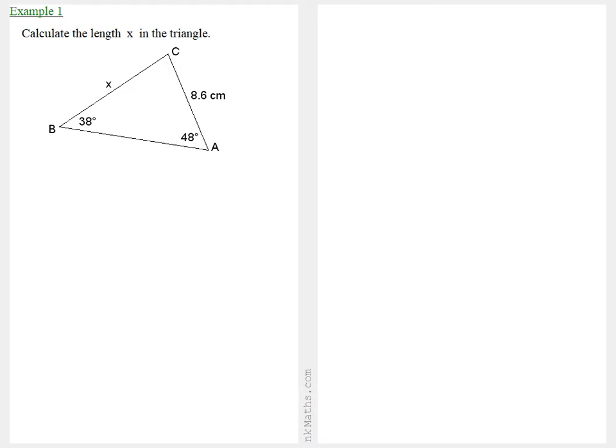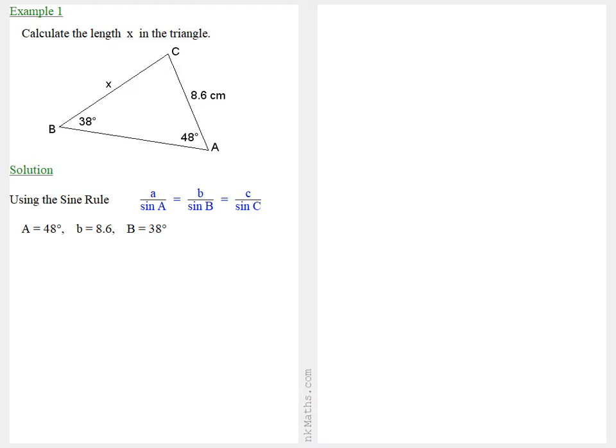Now, let's look at an example to see how we can use the sine theorem. In example 1, we're given a triangle ABC with the angle A equal to 48 degrees, the angle B equal to 38 degrees, and the side AC equal to 8.6 centimetres. We're asked to find the length of BC, which is labelled x. To solve this, we're going to use the sine rule. That is, a over sine A equals b over sine B equals c over sine C.